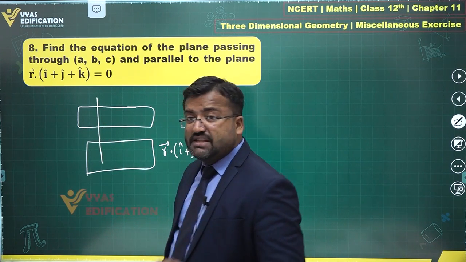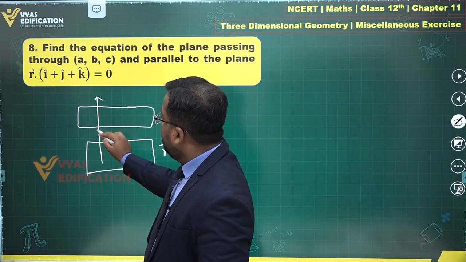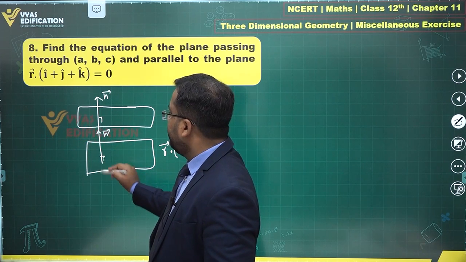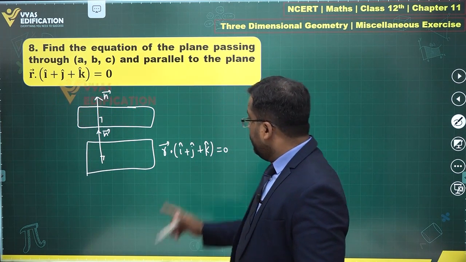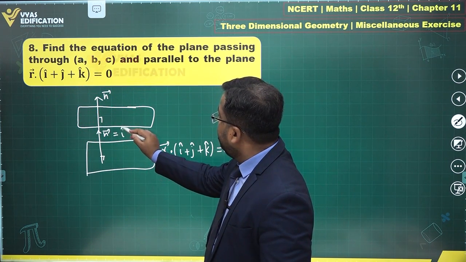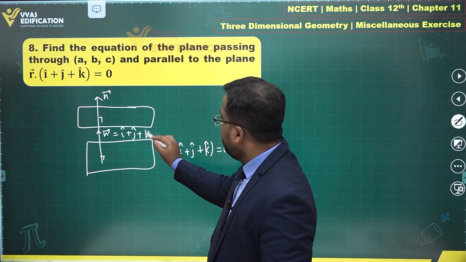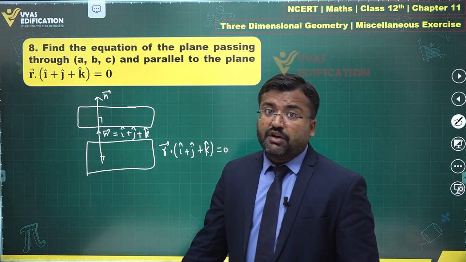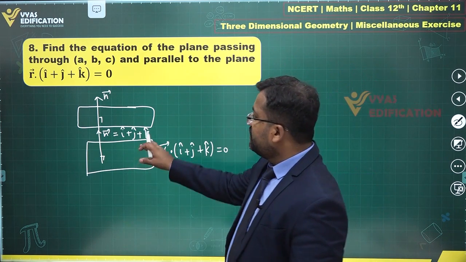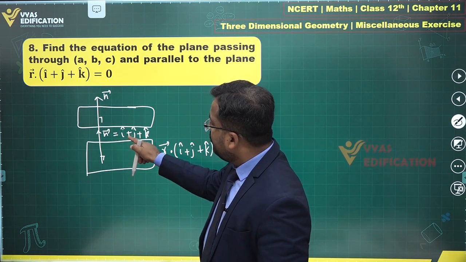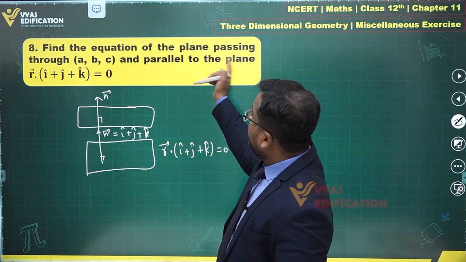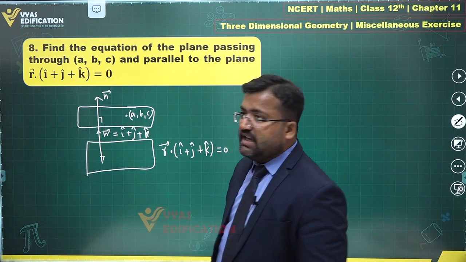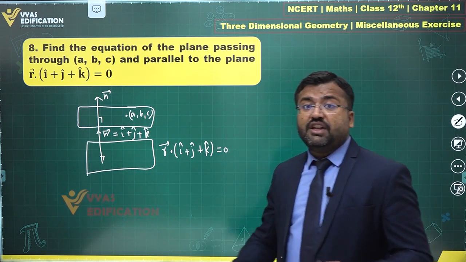Okay, can you please observe that if the planes are parallel, the normal will be the same for the two planes, right? This is what you'll observe, right? And what is the normal vector for this? This is i cap plus j cap plus k cap. This is r vector dot n vector. This is the normal vector for this particular plane. Okay, if this is the normal vector for this, then the normal vector is the same. What else? Equation of plane passing through (a, b, c). Okay, passing through this particular point (a, b, c) and having normal vector as this. What will be the equation?